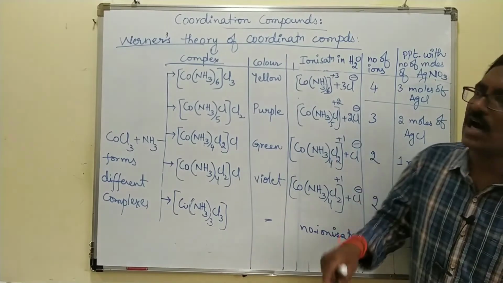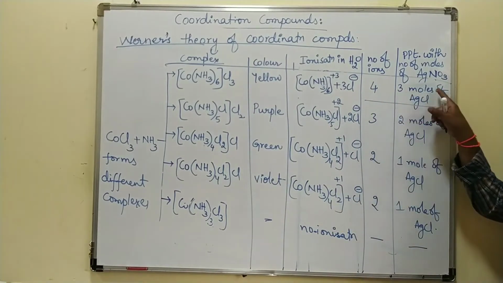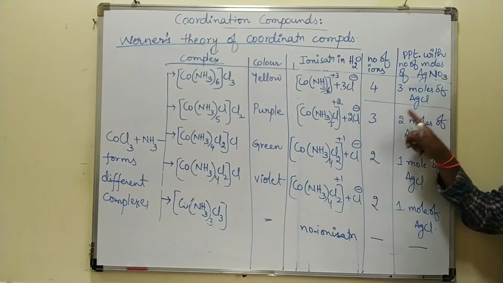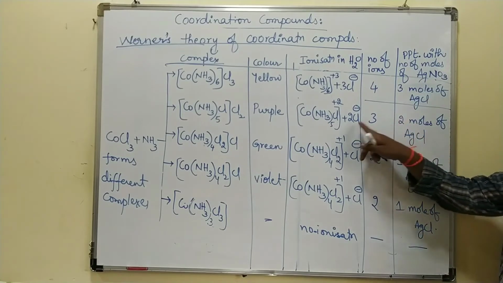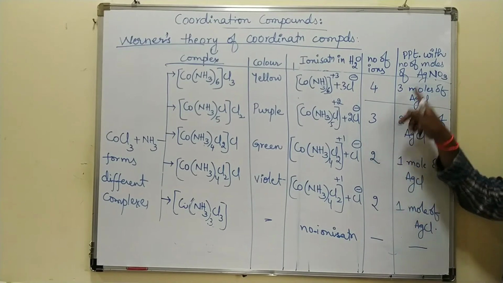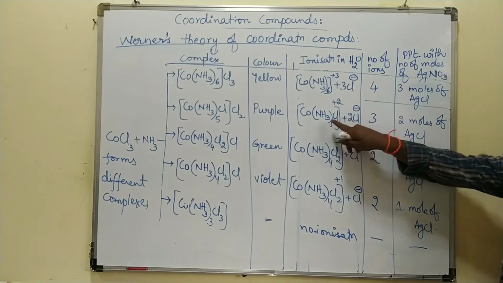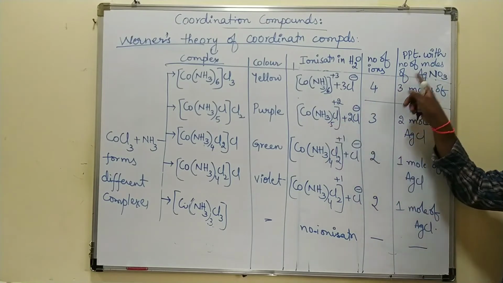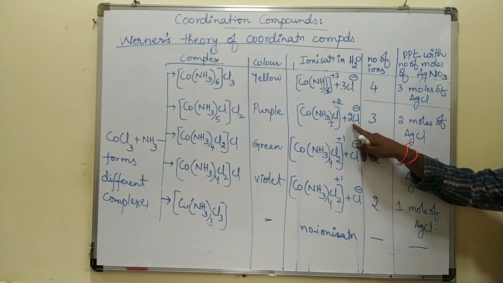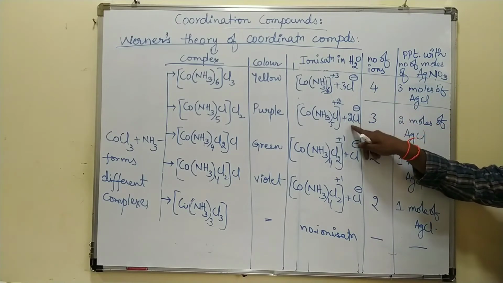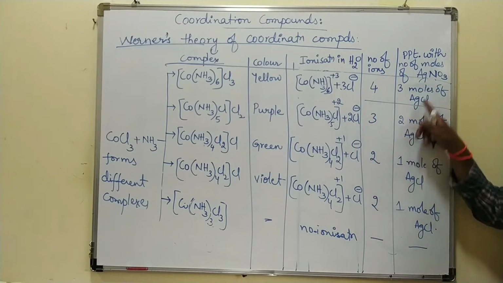3 Cls are outside the complex. That's why 3 moles of AgCl is formed. In the second one, 2 moles of AgCl is formed, because how many chlorides? This one does not react with AgNO3. How many chlorides are outside? 2 chlorides are outside. That's why 2 chlorides can react with AgNO3.